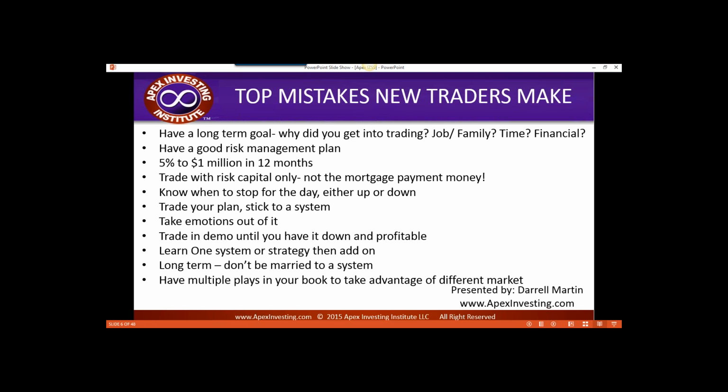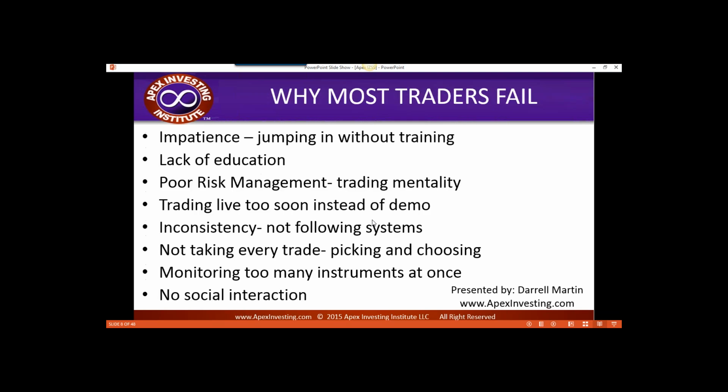And you don't take the time to learn. You don't take the time to figure it out in demo. You're going straight to live because you absolutely have to make money to make it. And you will not be following rules or making good decisions. Don't be impatient. Don't jump in without training. It's one of the biggest reasons most traders fail.